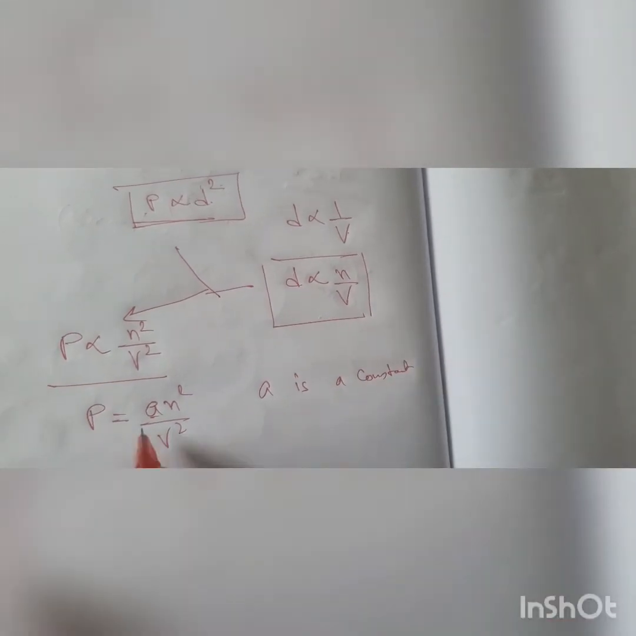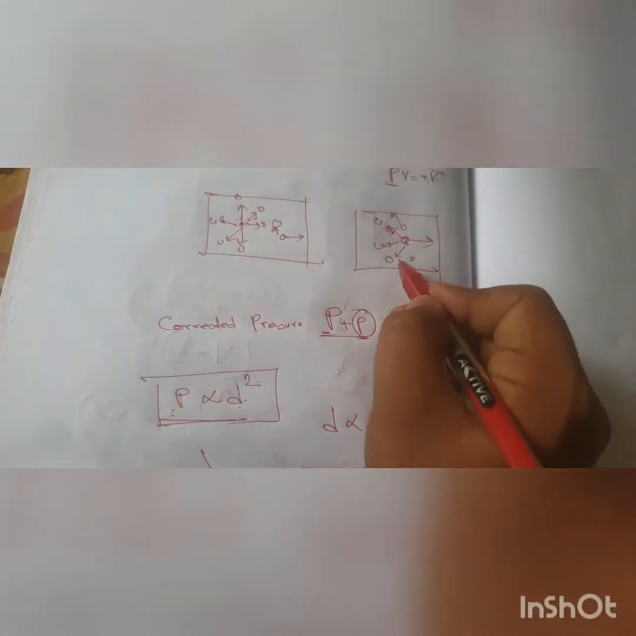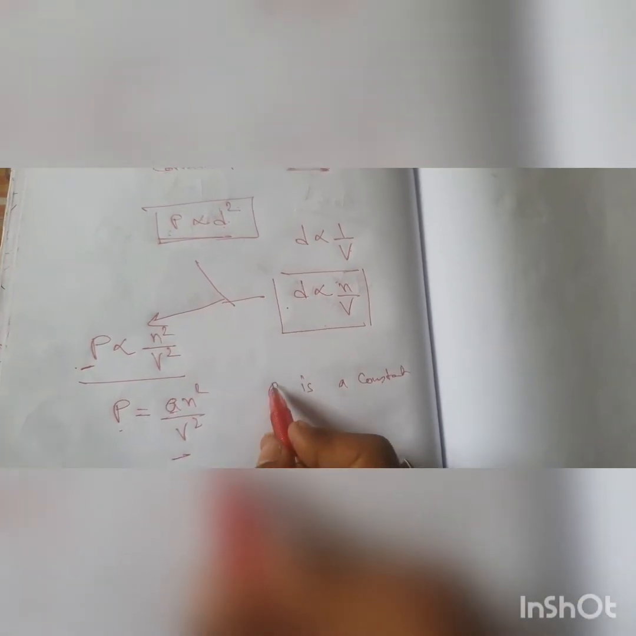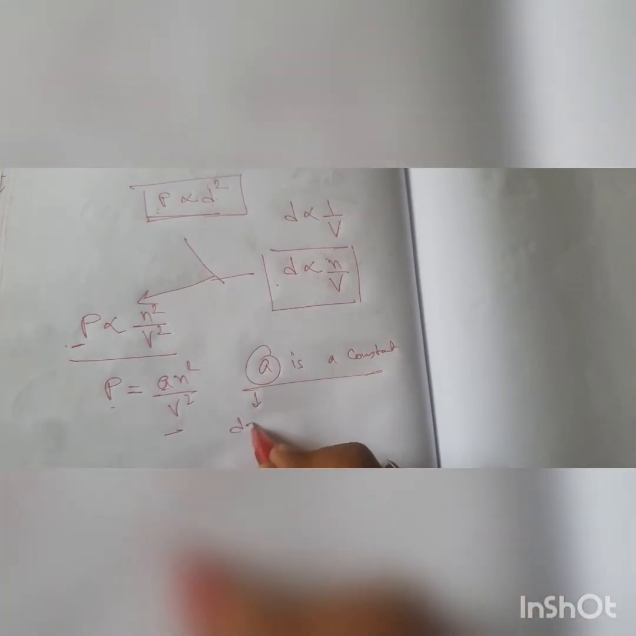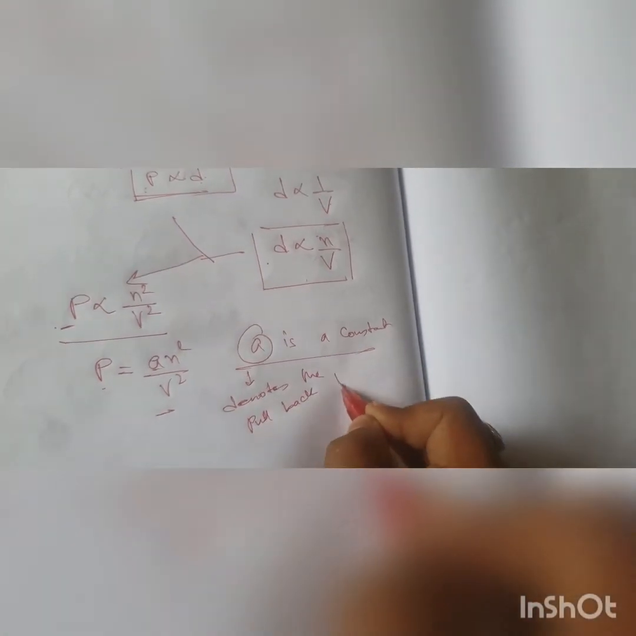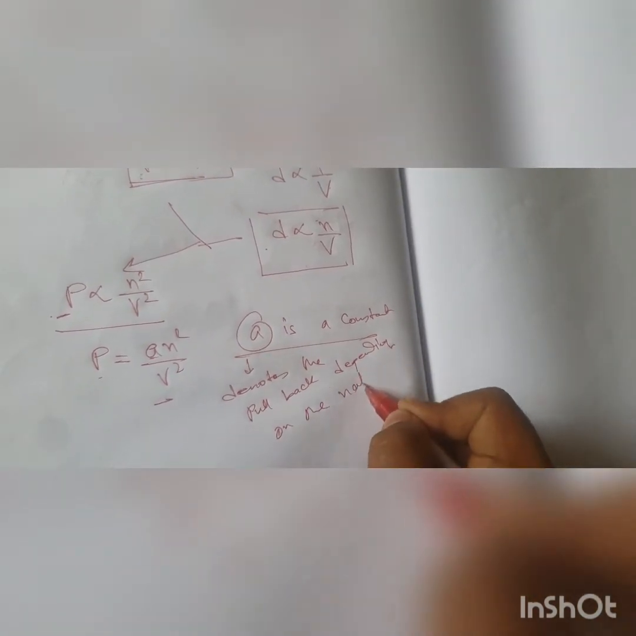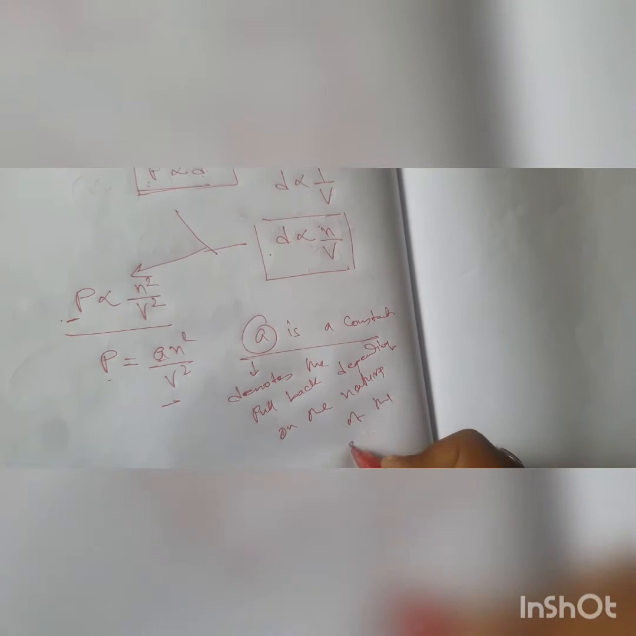Now why is this? This p is directly proportional to density square, because the more the density, the more the pullback. Density is inversely proportional to the volume, so density is proportional to n by volume. So this p is the pullback, and it equals a n square by v square. This a is a constant denoting the pullback, depending on the nature of the gas.